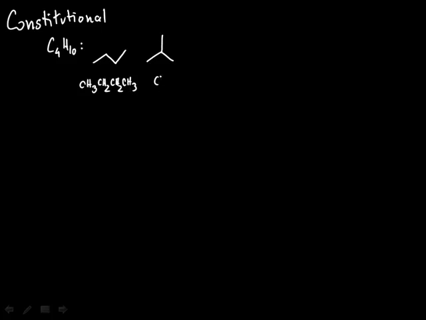If we look at the constitutional isomers, for example, the molecular formula C4H10 can indicate this straight chain molecule with 4 carbons, or it can indicate a straight chain of 3 carbons with 1 carbon branch. This in condensed formulas would be CH3, CH2, CH2, CH3, whereas this would be CH3, CH, CH3, CH3.